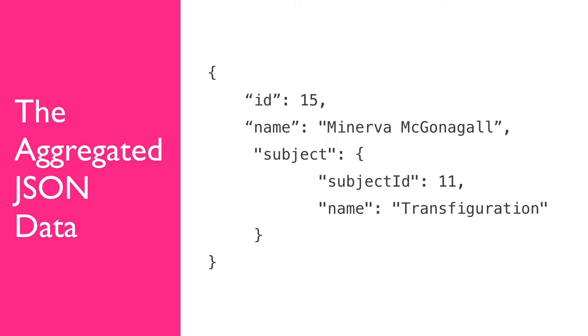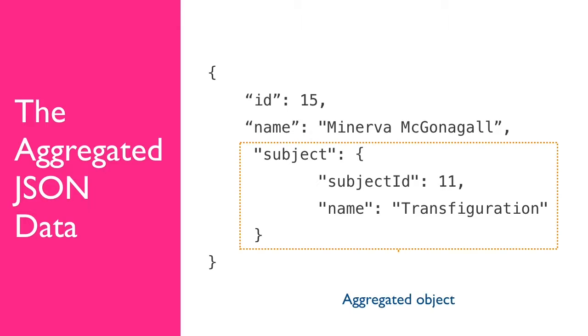JSON allows us to have aggregated data, meaning that there will be an object within another object. For example, here, we have subject taught by the teacher. We use curly braces to represent the aggregated object.